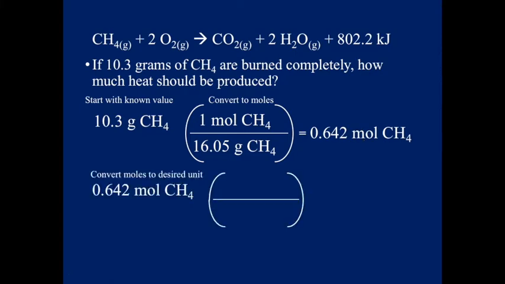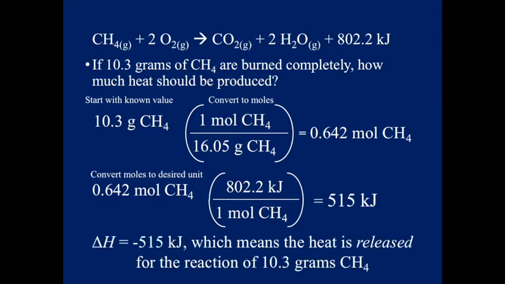Then, what am I looking for? I'm looking for energy. How much heat should be produced? That's my energy. So for 1 mole of methane, I'm making 802.2 kilojoules of energy. If I don't have 1 mole of methane, I have 0.642, it will be 0.642 times 802 kilojoules, my moles cancel out, and I end up getting 515 kilojoules of energy. Now, if I were to represent that as a delta H value, it would be negative 515 kilojoules because the heat is released from the methane.